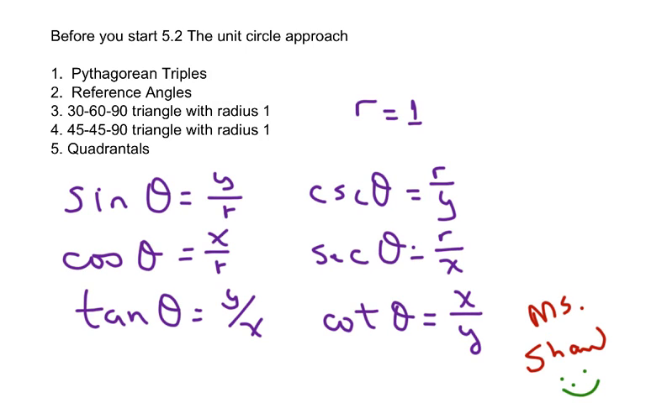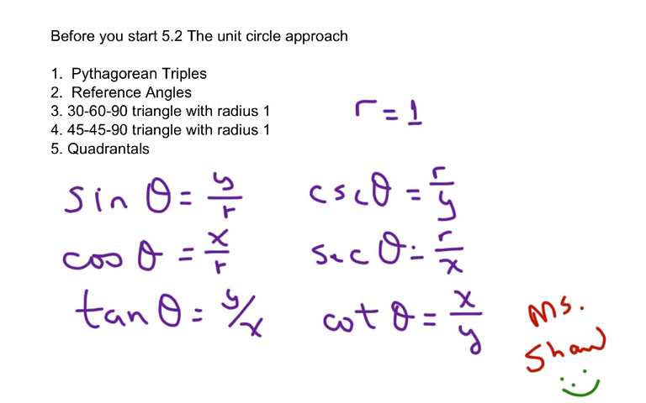Okay, before we start the 5.2 section, you need to know a few preliminaries that I feel like the book leaves out. You need your Pythagorean triples. You need to know about reference angles, the 30, 60, 90 triangle with radius 1, the 45, 45, 90-degree triangle with radius 1, and quadrantals.